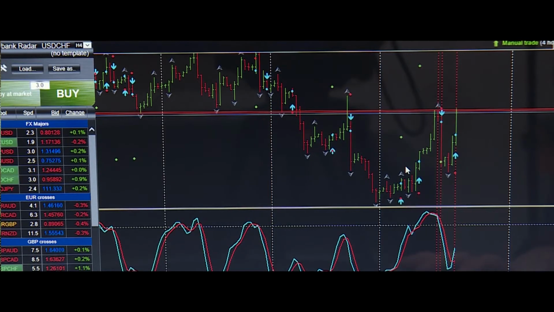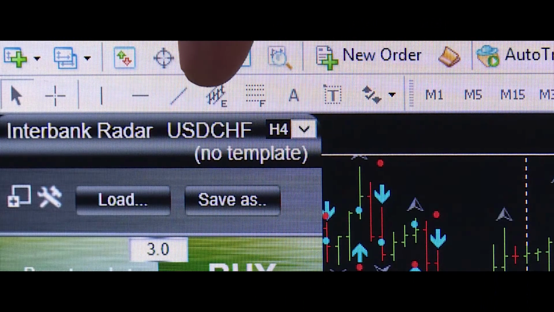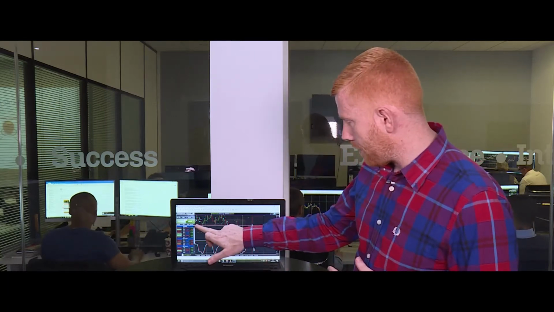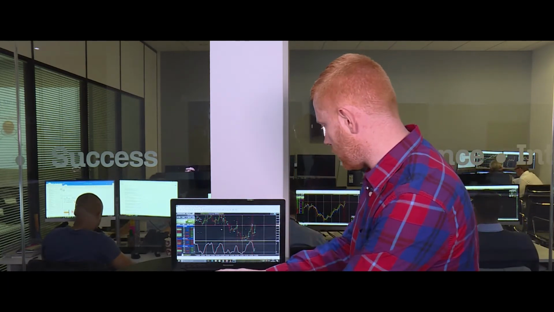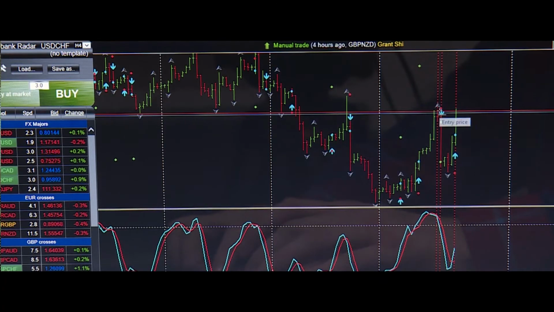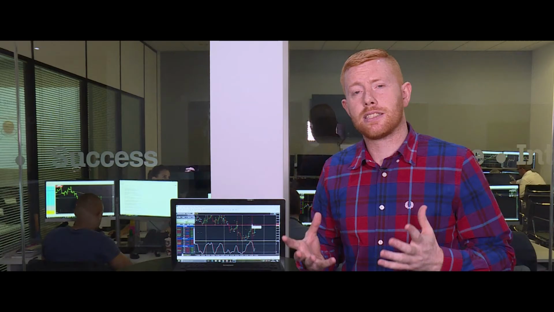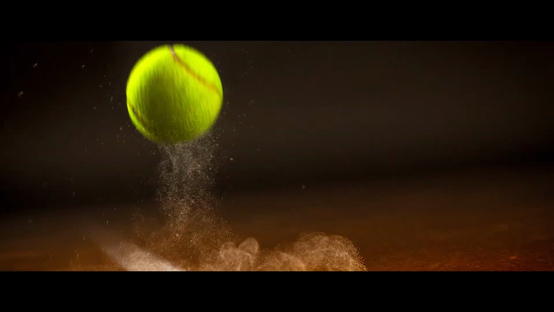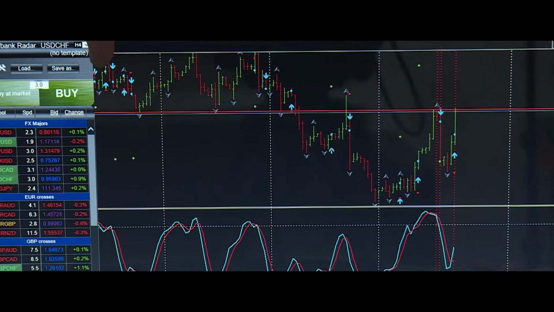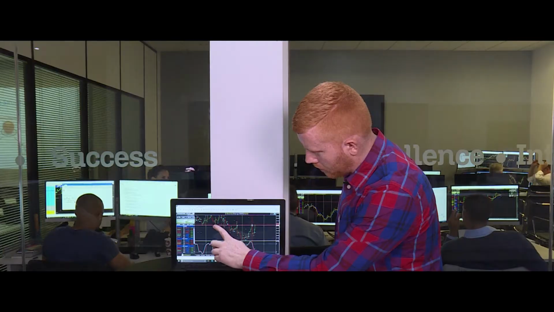Now we're going to look at one of our strategies here, which is interbank radar. Now what we have here is an area of resistance along here. So I'm going to drop a line there. I'm going to put it on top of that bar there. A resistance line is a ceiling or a floor, and it's like a tennis ball. So every time it hits that, we expect it to bounce off it. So we have here, it comes down, touches my line and bounces up, comes down, touches my line, bounces up.